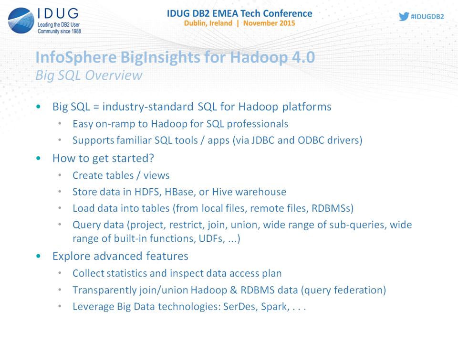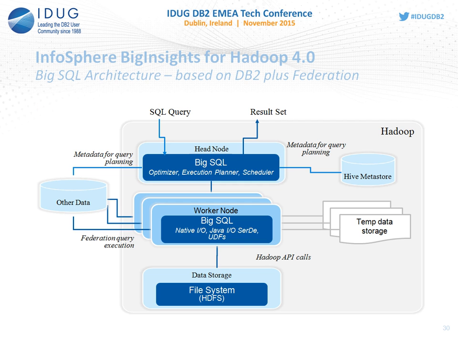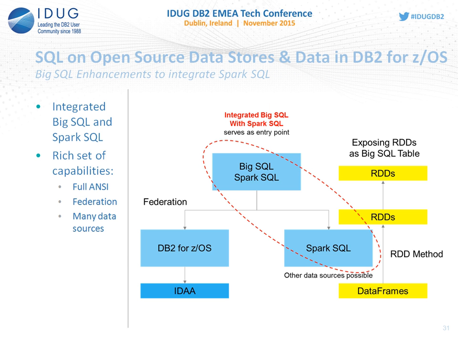This is how it works. And of course, Big SQL and Spark SQL coexist in a very fruitful way. Big SQL, being based on Db2 and also allowing federation from a SQL perspective, has a much richer SQL set. As you know, it's ANSI compliant.